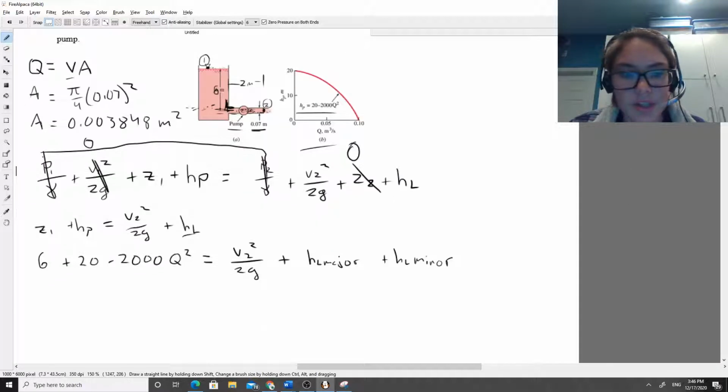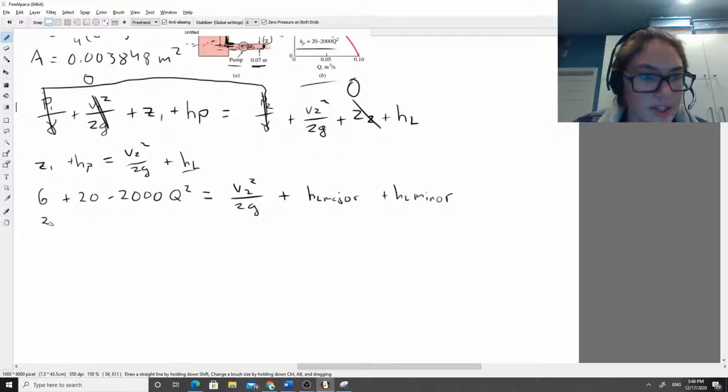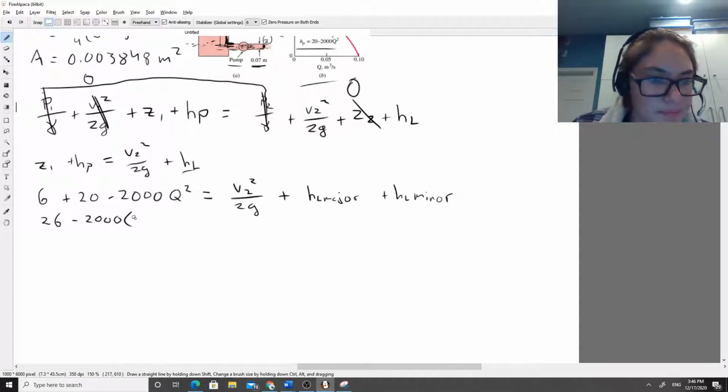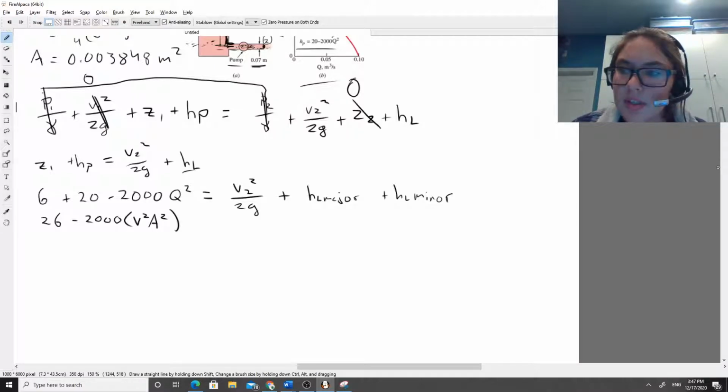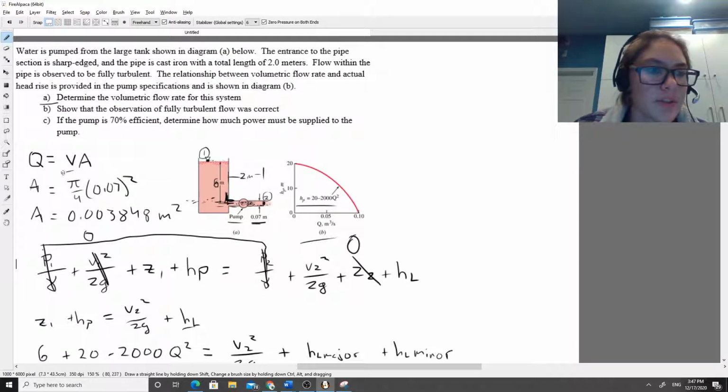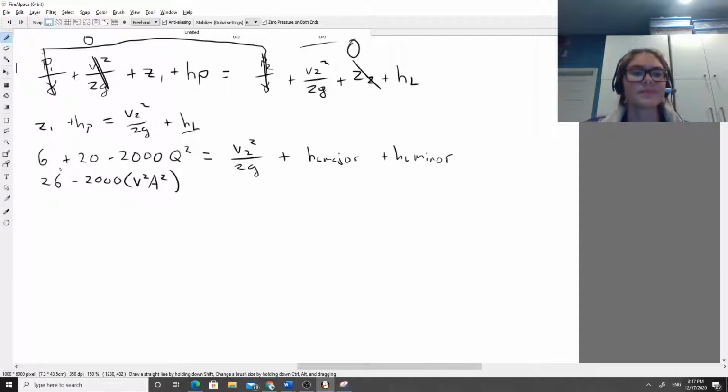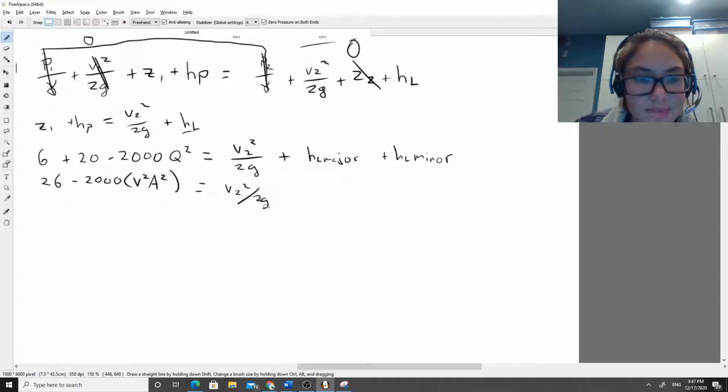But first of all, let's go ahead and simplify the left-hand side of the equation. We have 26 minus 2,000, and this is going to be actually v squared A squared. I'm going to change that out. Remember, because our volumetric flow rate is equal to the velocity times the area. So we'll go ahead and put that in. Is going to be equal to, we'll keep this v2 squared divided by 2g.